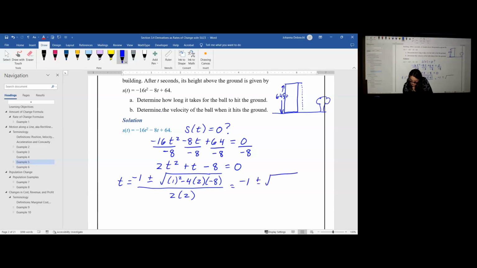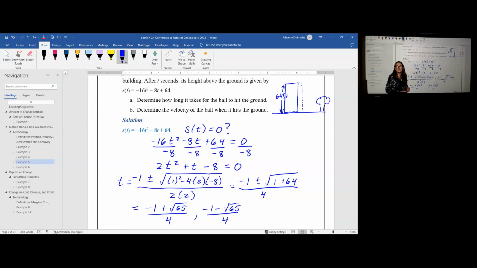Let's go ahead and reduce this now. This gives me 2 possibilities: -1 plus the square root of 65, all divided by 4, and -1 minus the square root of 65, all divided by 4. One of these is definitely not the solution.